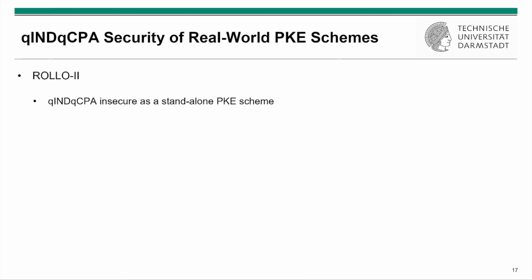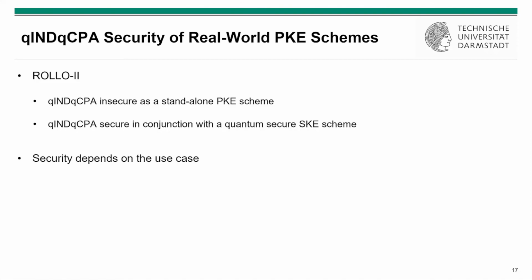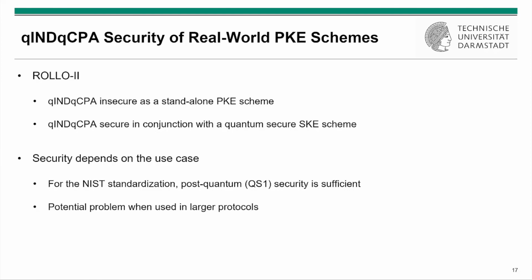Now what we have seen is that Rollo2, as a standalone PKE scheme, does not achieve the qINDqCPA security notion, while it does achieve this notion if it is used in conjunction with a quantum secure symmetric key encryption scheme. This means that security mainly depends on the use case. So for instance, for the NIST standardization process, the post-quantum security is actually sufficient because there the main goal is on key encapsulation mechanisms. So the public key encryption schemes are used to actually encrypt the symmetric key that you will then use for communication.